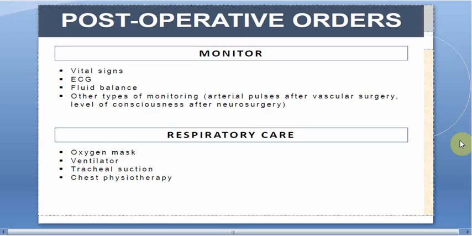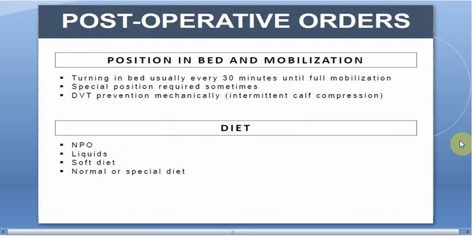Under respiratory care, oxygen can be given, a ventilator has to be provided if they are not able to breathe well, suctioning has to be done, and chest physiotherapy. Next is positioning. See what is the correct positioning. Change the position of the patient at least every 30 minutes. Okay. And you have to prevent the occurrence of deep vein thrombosis.